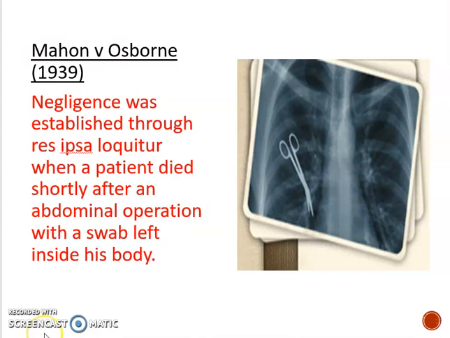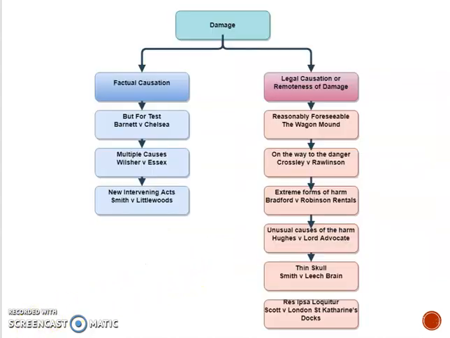Mahon v Osborne is another example of that. Some swabs were left inside the body of a patient after an operation. That's clearly res ipsa. The thing speaks for itself. That could not have happened if it wasn't for negligence on the part of the surgeon. So we've looked at all our cases on damage then.